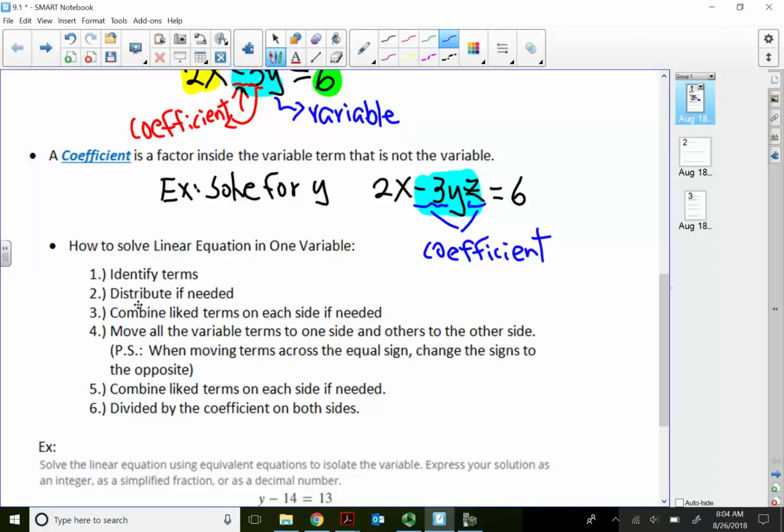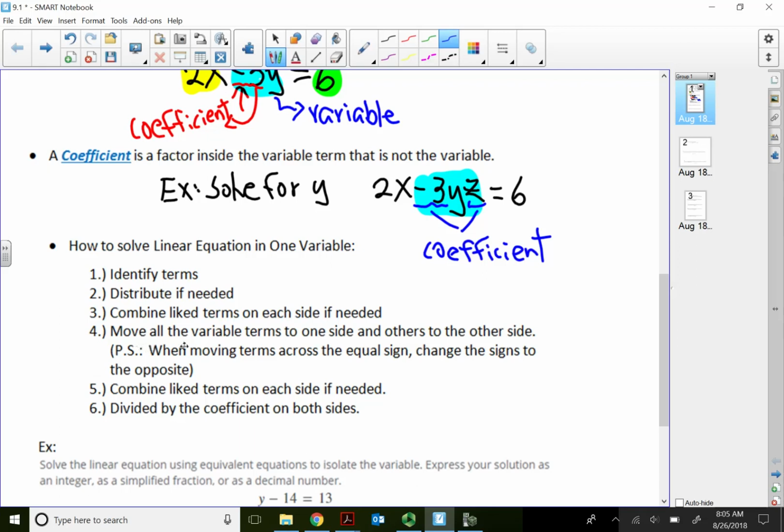Then if some of the terms contain parentheses, we will have to do distribution. And then we're going to combine like terms on each side of the equal sign if needed. Step number 3, combine like terms, is very important because that makes my equation look smaller, not as long. After I combine like terms on each side, then step number 4, I do differently than what a lot of students saw before.